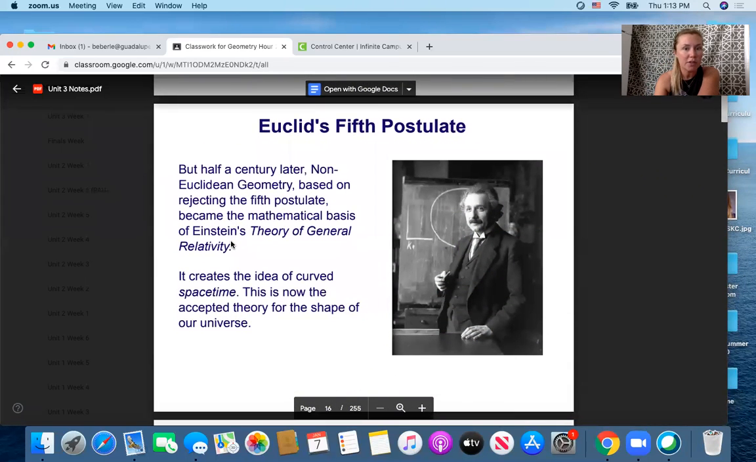But a half century later, non-Euclidean geometry, based on rejecting the fifth postulate, became the mathematical basis of Einstein's theory of general relativity. So that is a picture of Einstein. Doesn't look like the picture of Einstein we're used to seeing. But Einstein played a part in geometry, which I'm assuming that we all know what geometry is, right?